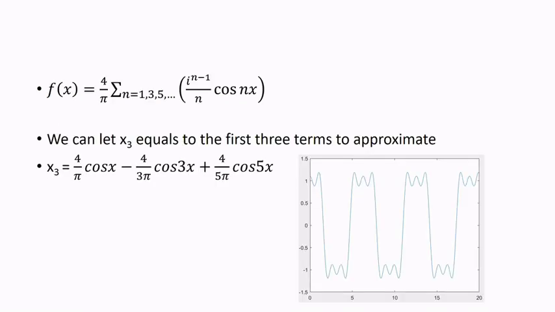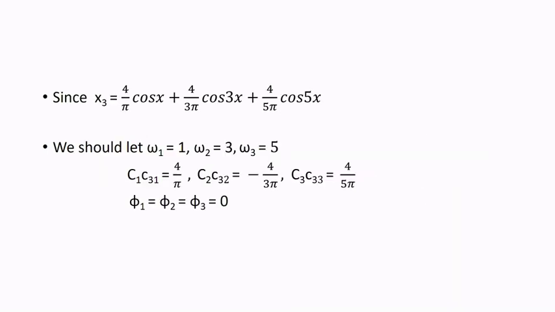We can represent it in sigma form. Take the first three terms, and this will be the theoretical waveform. Then we can let the omega, the coefficient and the phase equal these numbers, and we can obtain the square wave we want, but just approximately, because we just take the first three terms.